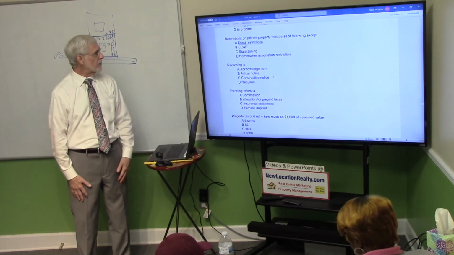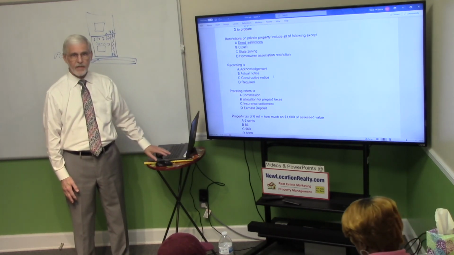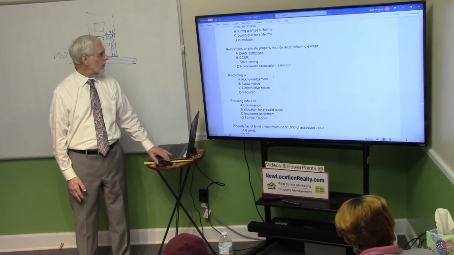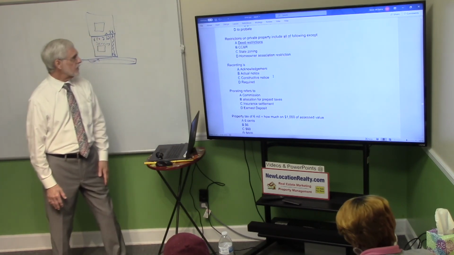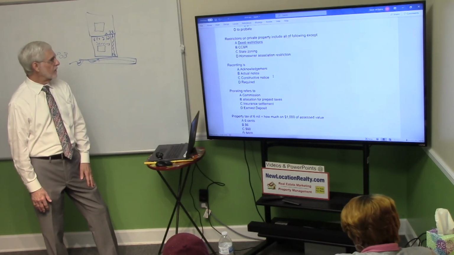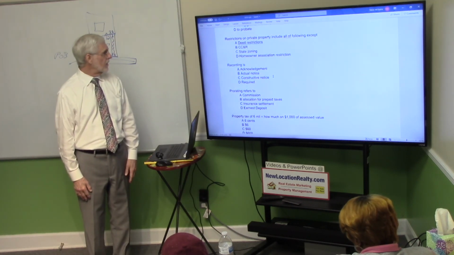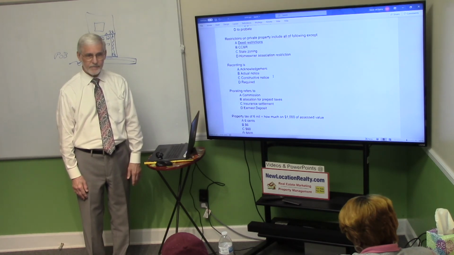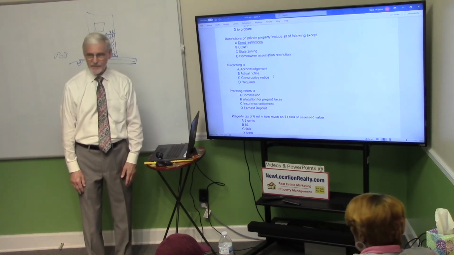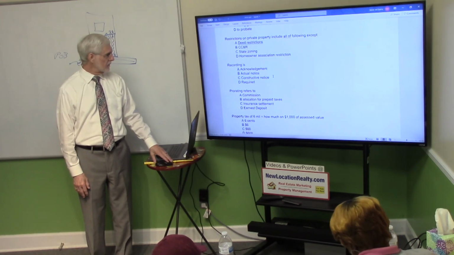Restrictions on private property included in a deed. Which one are you talking about? Deed restrictions, covenants, CCNRs. Restrictions on private property include all of the following except: you've got deed restrictions, you've got CCNRs. Wouldn't it be your local zoning, your county zoning, not state? Well, the state doesn't do zoning. So it's got to be that one. Your local governments, the county and city, will do zoning. The state doesn't do zoning.